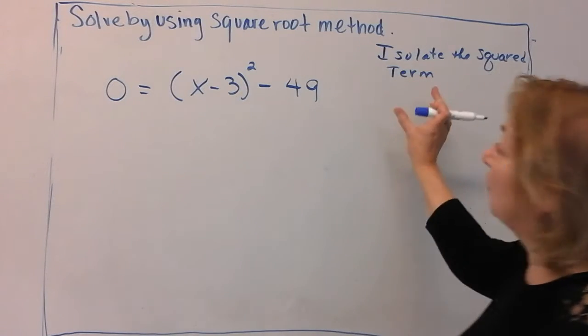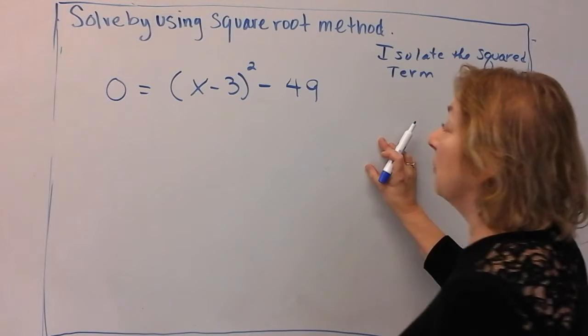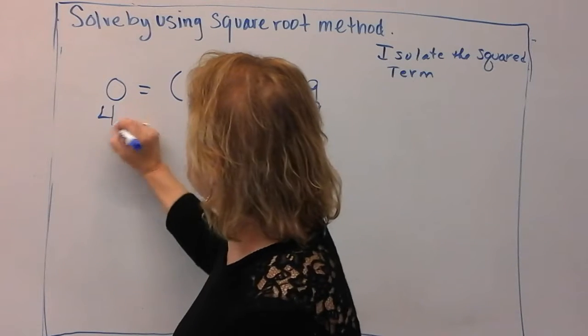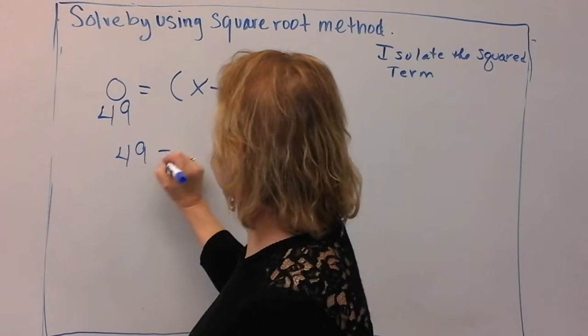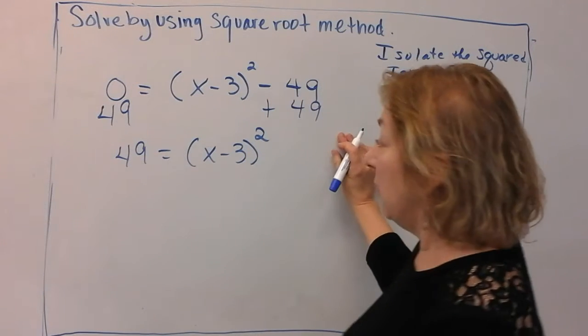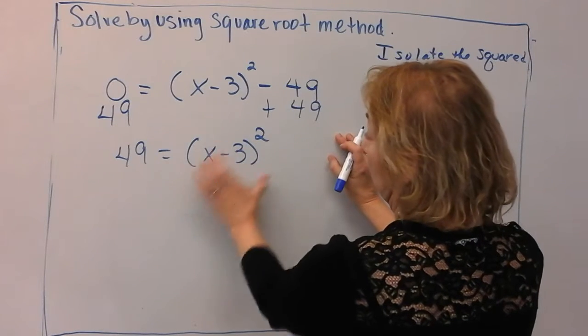Again, I'm going to isolate the square term. Now the square term is this quantity, x minus 3. I'm going to add 49 to both sides. Okay, I've isolated my squared term, although the term is a group.